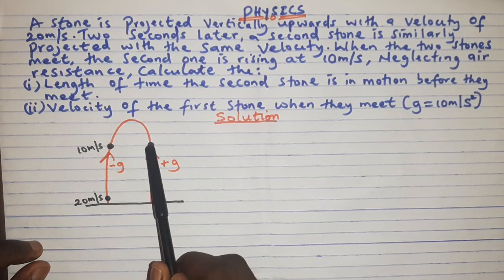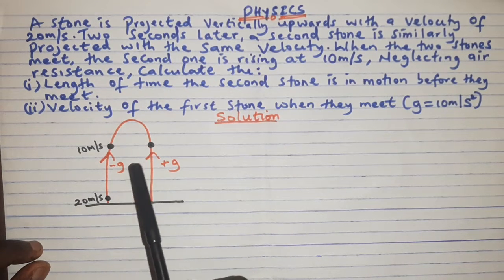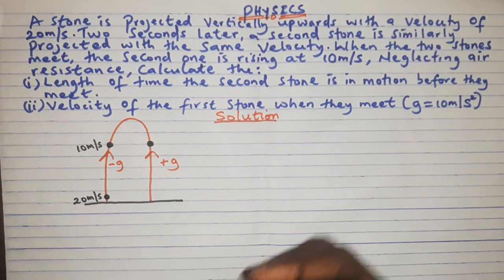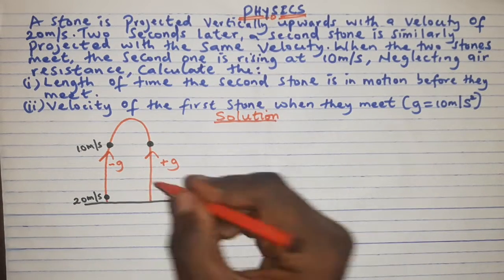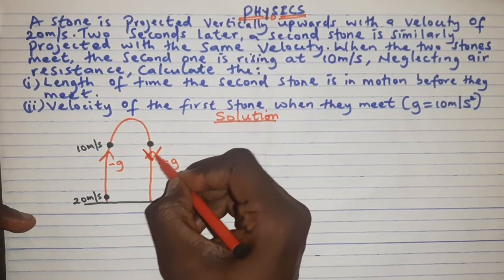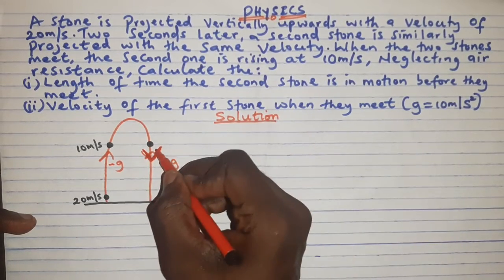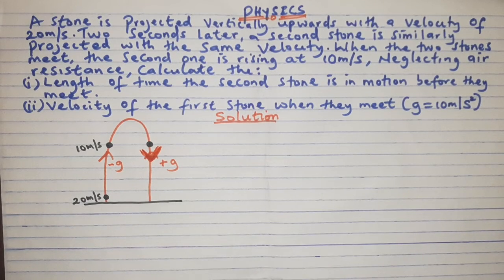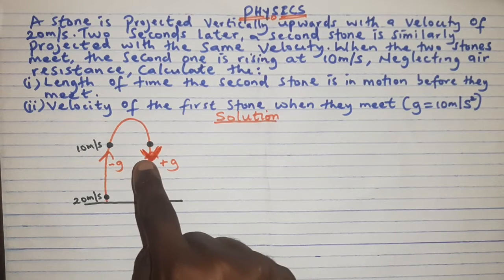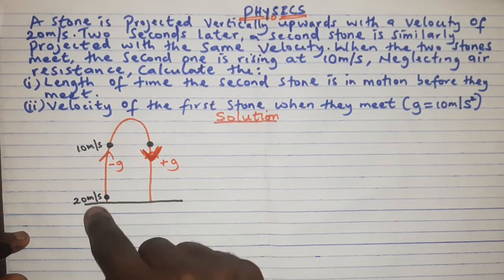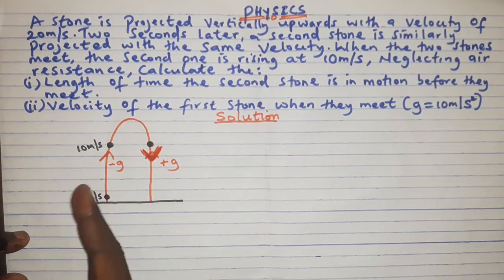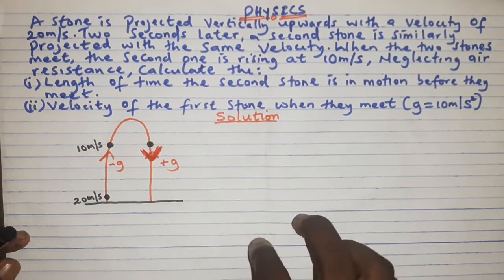So this stone at this point in time will be moving at the rate of 10. We're moving downwards. Like the arrow is supposed to go this way. We're moving downwards at the rate of 10 meters per second also. So going this way and coming down. The arrow here shows it's going up and this one shows it's coming down.